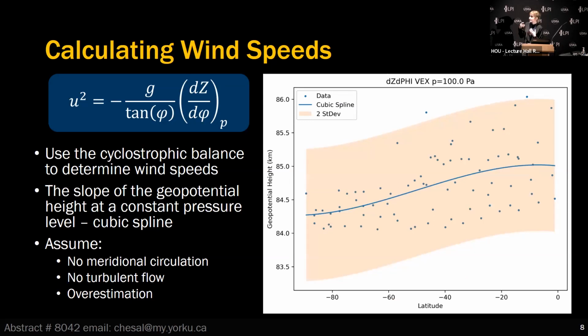So with the geopotential height surface at a constant pressure, you can see that all the data points are within 2 standard deviations. We assume that there is no meridional circulation, no turbulent flow, and this leads to overestimation of wind speeds because both of these things will decelerate the zonal flow. And to fit the data, we used a cubic spline and took the slope of this to put into this equation.